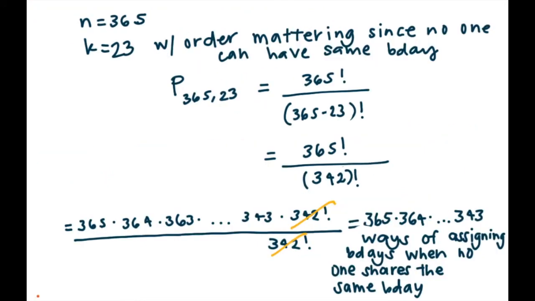So n equals 365, and k equals 23, with order mattering since no one can have the same birthday. So I just plugged it into the permutation formula, P(365, 23), which equals 365 factorial over (365 minus 23) factorial, which is equal to 365 factorial over 342 factorial. And if you simplify, you're going to get 365 times 364 times 363 all the way until you get to times 343. Ways of assigning birthdays when no one shares the same birthday.